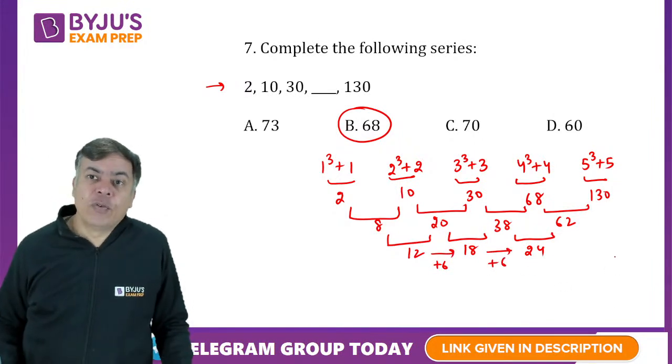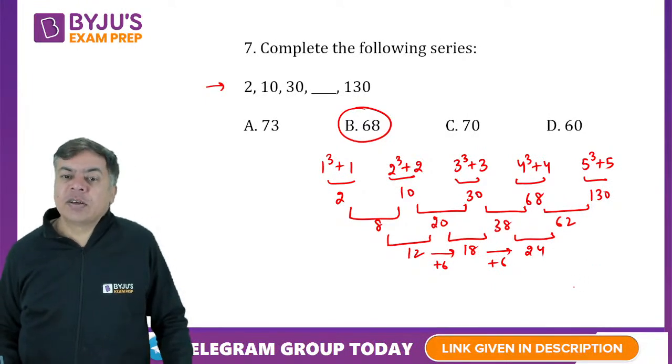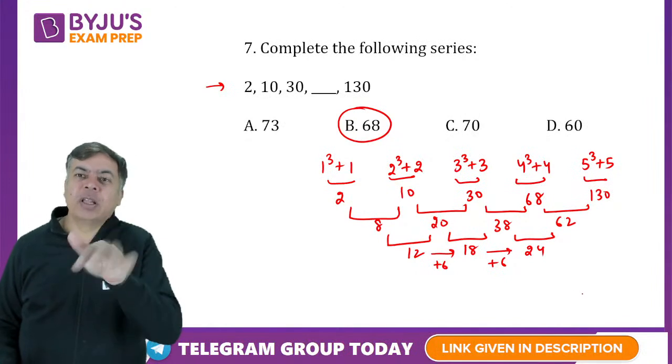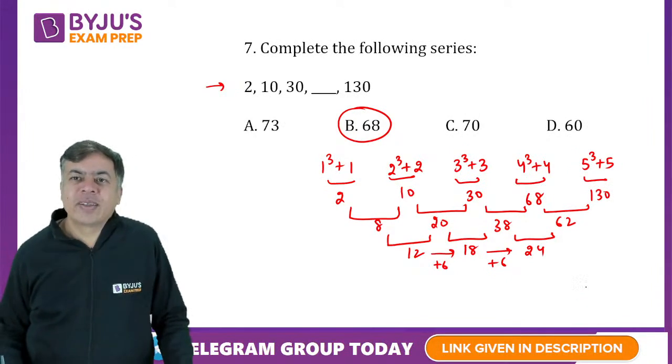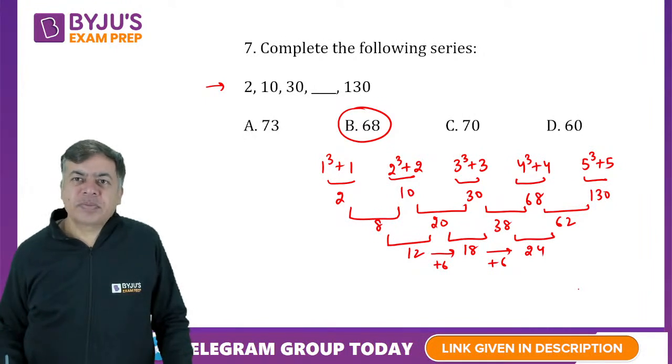Whenever cube is involved, second level difference always increases by 6, with plus minus something. Yes, 68 would be the correct answer.